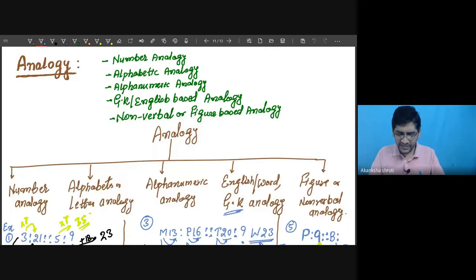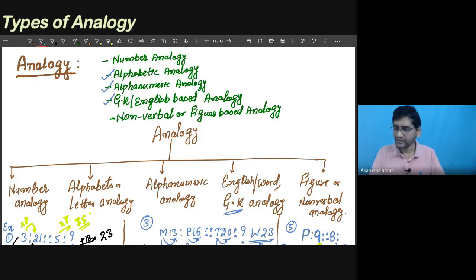Good morning, students. Today we are going to learn about the important topic of analogy: alphabetic analogy, then alphanumeric analogy, then an analogy based on English or general knowledge, then non-verbal analogy. Students, we had already finished the number analogy in much more detail. If you have any doubt, please go through those videos.